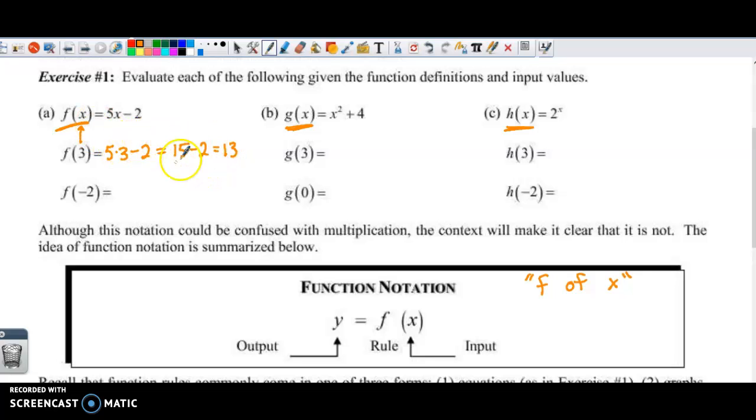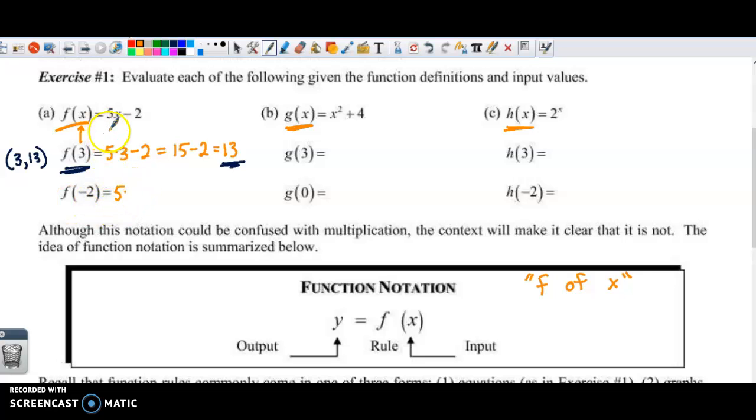The reason why I like this notation so much and why it's prevalent in mathematics is because now you know, if you were to look at the graph of this, that when x is 3, y is 13. So what that means is the ordered pair is 3, 13. The y coordinate is the result of putting in whatever it is for x. And hopefully that makes sense. If not, you might need to just come to me with questions.